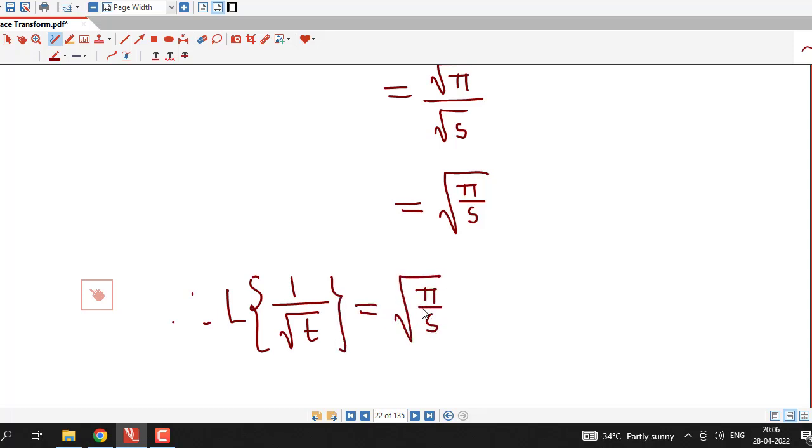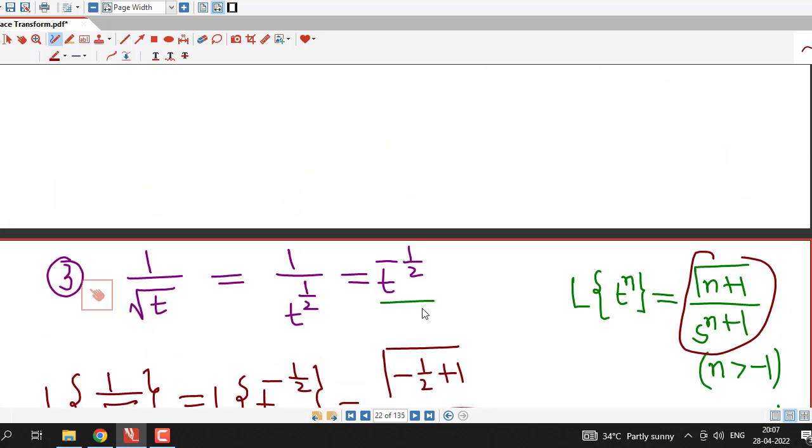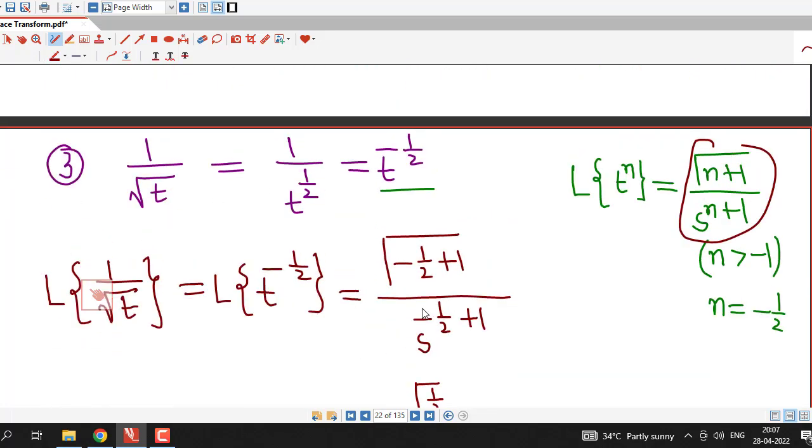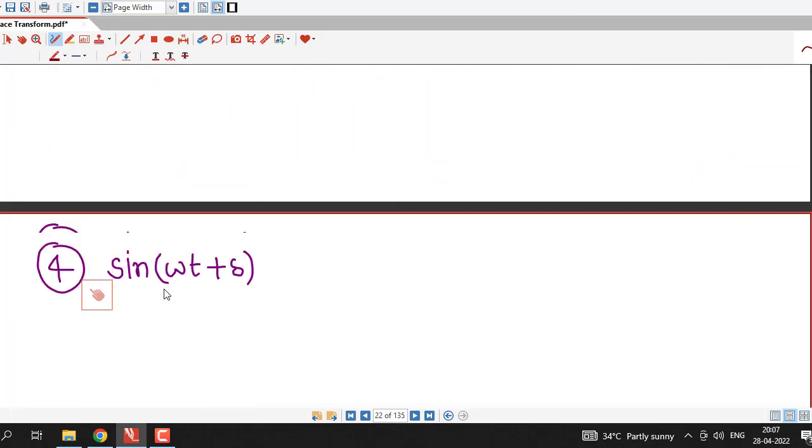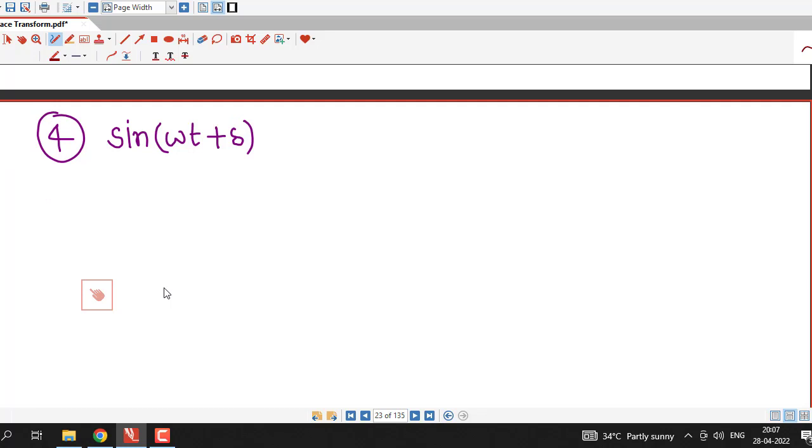So you must remember all those standard Laplace transform formulas, and you can easily evaluate the Laplace transform of this type of functions.